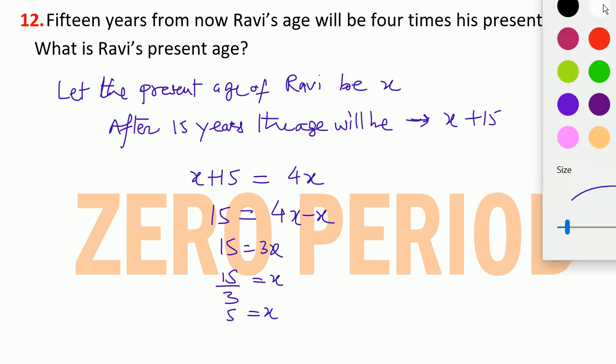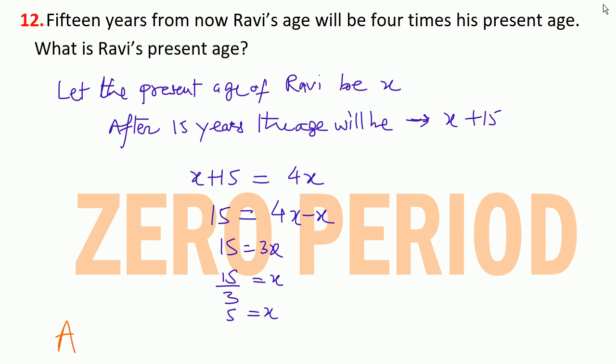Write the answer statement. Present age of Ravi is 5 years.